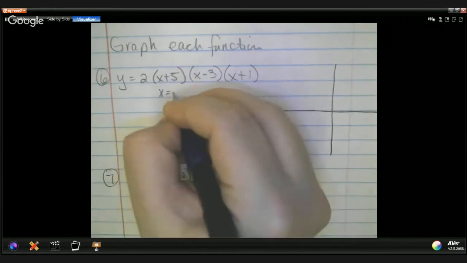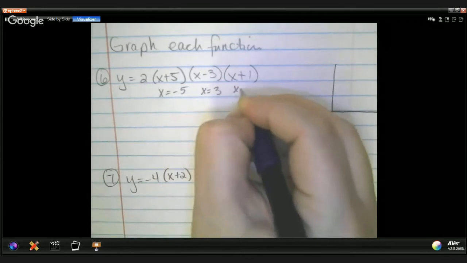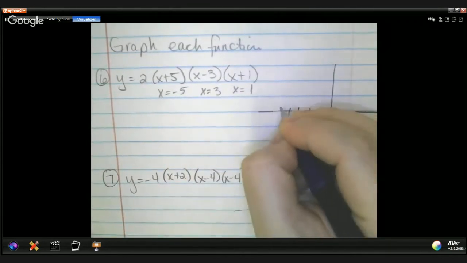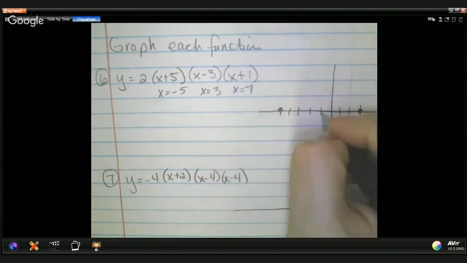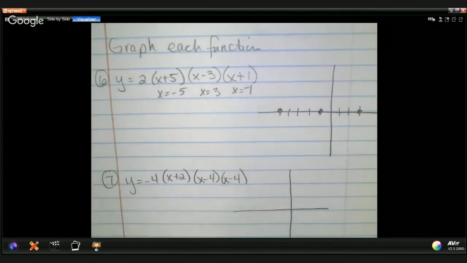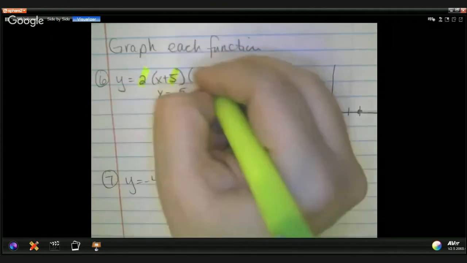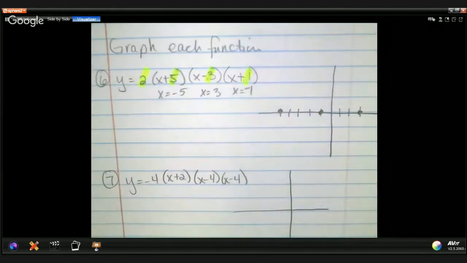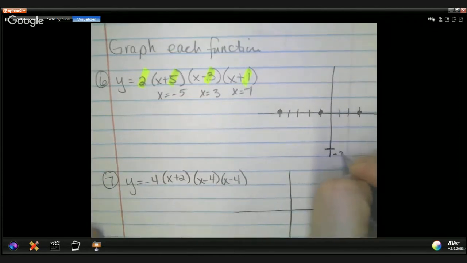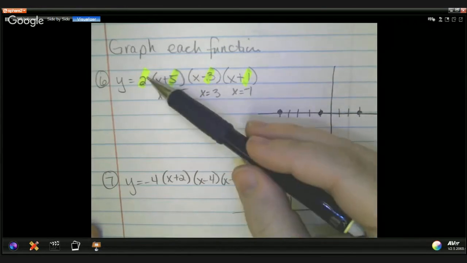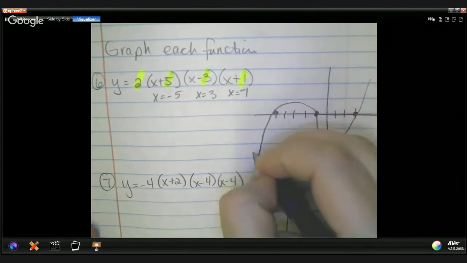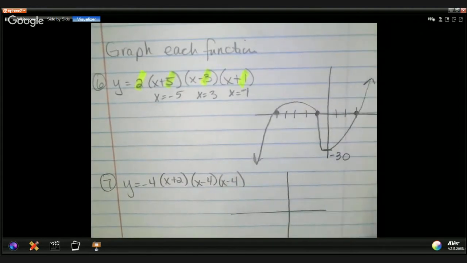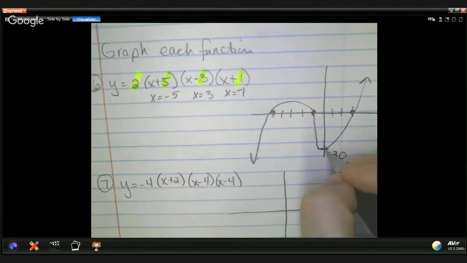So I should have a -5, a +3, and a -1. 3. Oops, and this should be a -1. I keep making mistakes on that. And then the way I'm going to find my y-intercept is I'm going to multiply all my numbers, the numbers without variables. So 2 times 5 is 10, times -3 is -30, times 1 is -30. So I'm down here again. And it's positive, so it's probably going to do about the same thing. Go down, up, and down. And that's the gist of what my graph is. And again, it could be a little different, but I want to make sure it passes through those points.